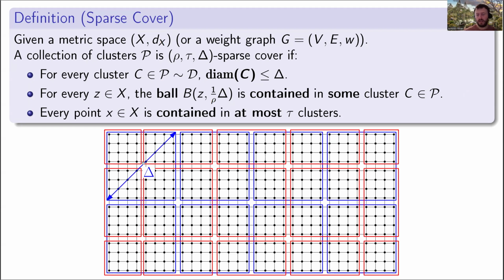Every cluster in the collection of the clusters has diameter at most delta. So this cluster has diameter at most delta, this one, and so on. The second condition is that every ball of radius delta over rho, so rho is the padding parameter, which is a rho fraction of the maximum diameter, is fully contained in some cluster. So this green ball is fully contained in the blue cluster, and this ball is fully contained in the red cluster. And the final condition is that every point will be contained in at most tau clusters. So here, this green point is contained in at most 2 clusters. And this is a sparse cover.